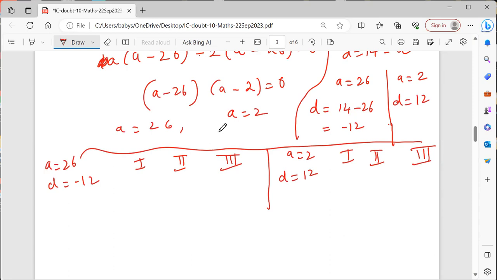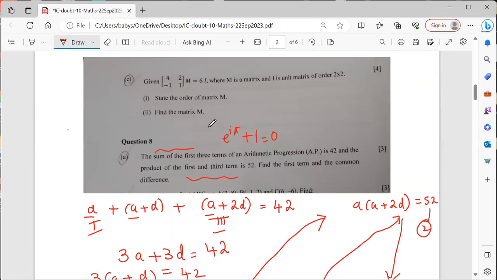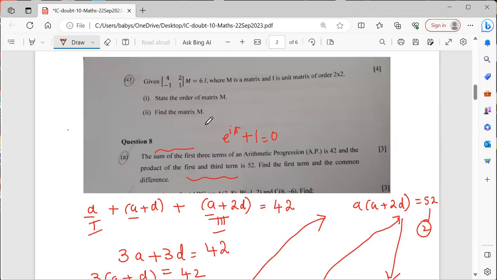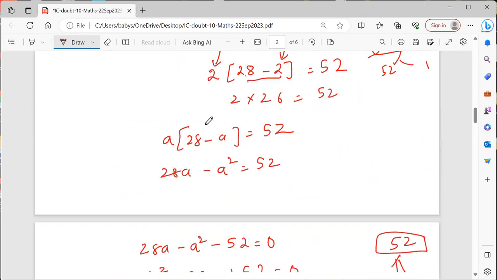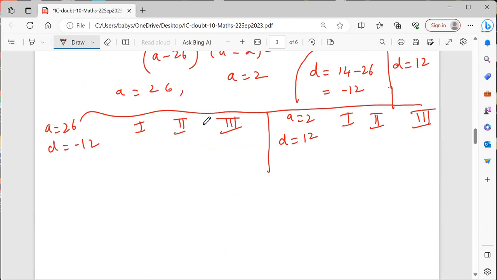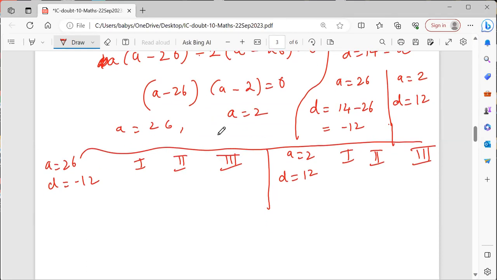Because you go back to the question and see, what does it say? Find the first term and the common difference. We've already found that, and we have said that there are two possibilities. Now, if they put a clause or a criterion like it's an increasing AP or it's a decreasing AP, then we'll have to go with it. There's nothing mentioned, so we'll take both the conditions. First is a is 26, d is negative 12. Next, a is 2 and d is positive 12.